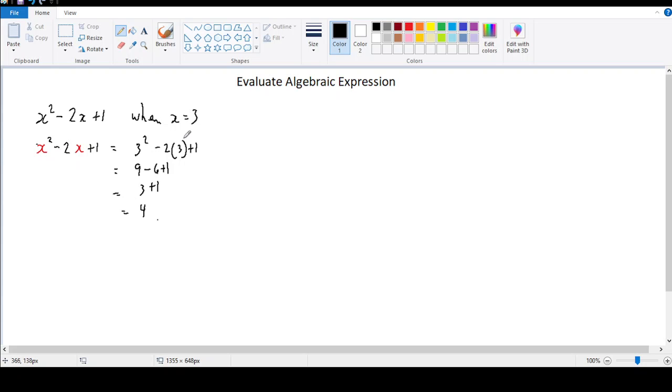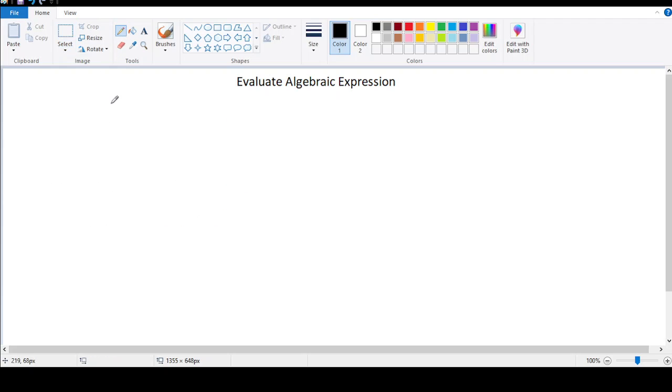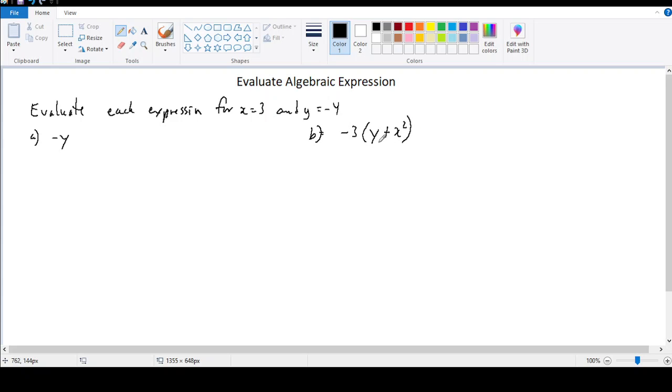Let's look at some examples now. So this was the introduction to this topic. So let me remove this from here now and bring out some examples. Okay, so we are going to evaluate each expression for x equals 3 and y equals -4 in the following: a, -y, b, -3 open bracket y plus x squared close bracket.